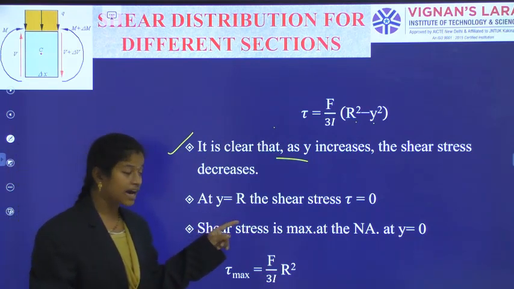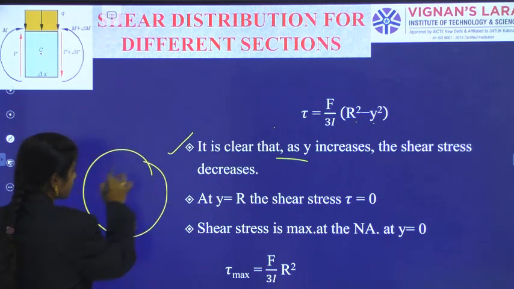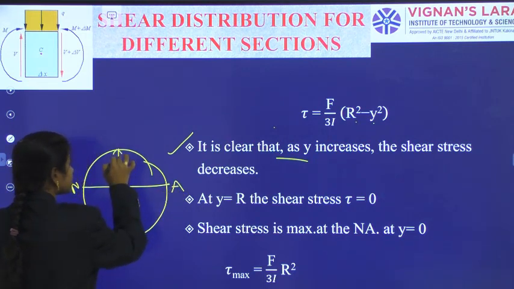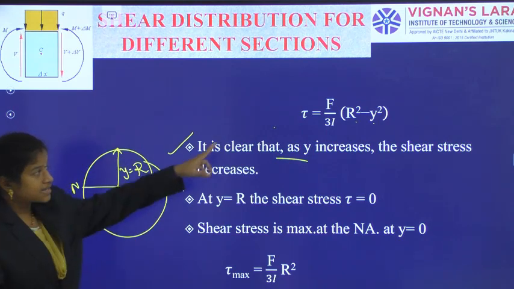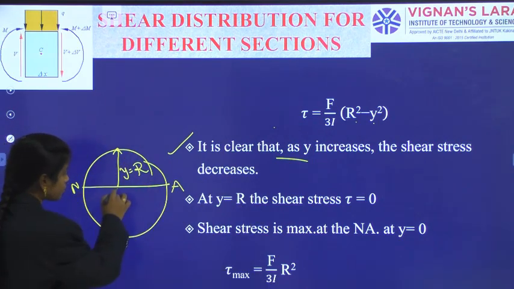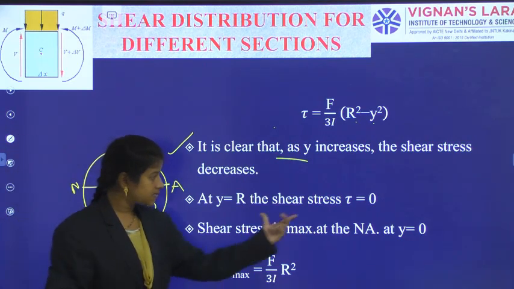Now I am calculating at different points what is the shear stress. When y is equal to r, nothing but at the extreme top or at the extreme bottom, when I am measuring from the neutral axis and y is at this r level, I substitute it as it is there, and I have found the shear stress at the extreme top or extreme bottom is equal to 0.